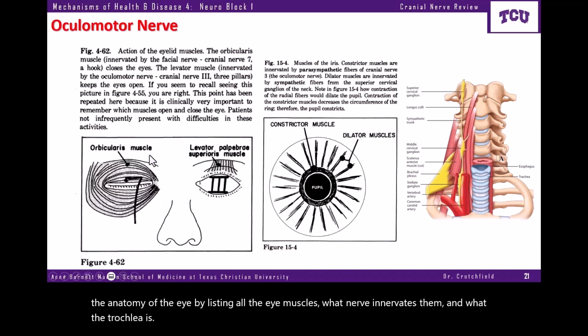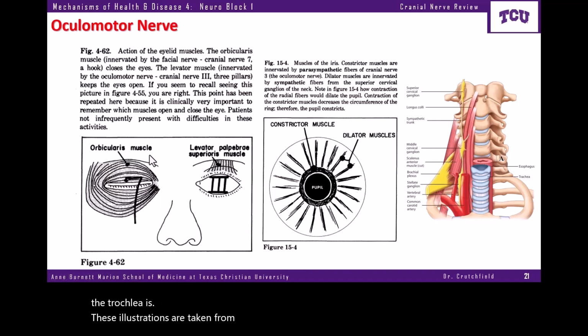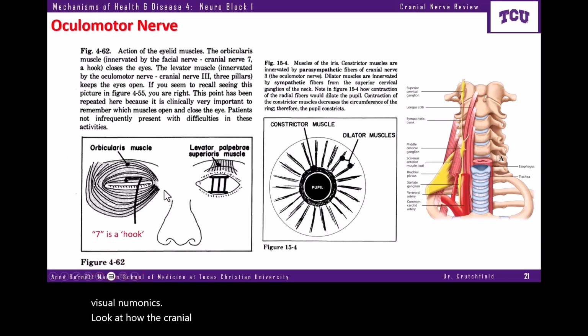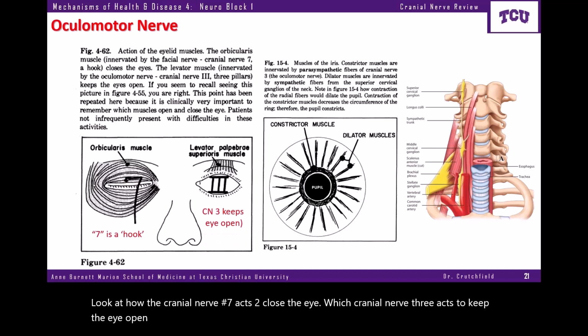These illustrations are taken from Clinical Anatomy Made Ridiculously Simple. They're good visual mnemonics. Look at how the cranial nerve, number 7, acts to close the eye, while cranial nerve 3 acts to keep the eye open. So if you have a palsy of those muscles, see how the eyelid closure mechanism is affected?